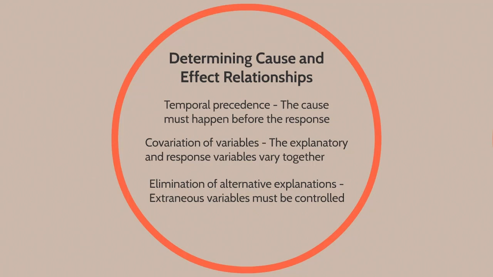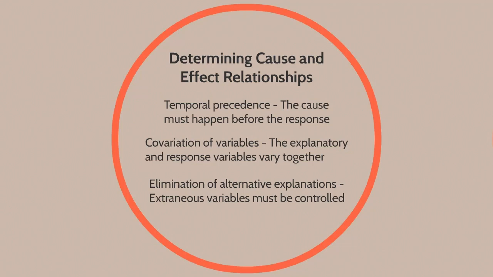Second, we have to have covariation of variables. That means they must be correlated. The explanatory and response variables vary together. There's an association. We already know that we can establish association with an observational study. Well, we have to establish it with experiments as well in order to show cause and effect.